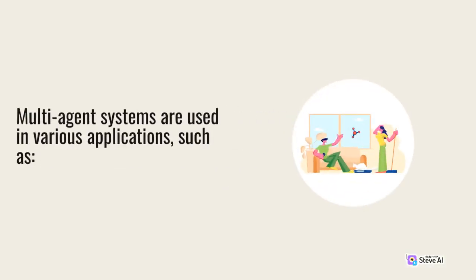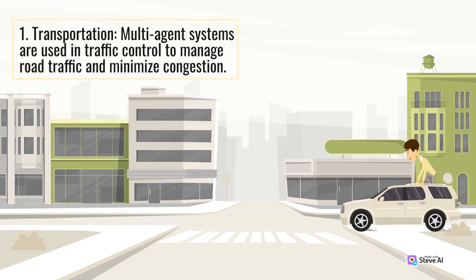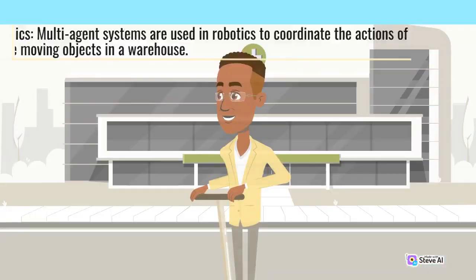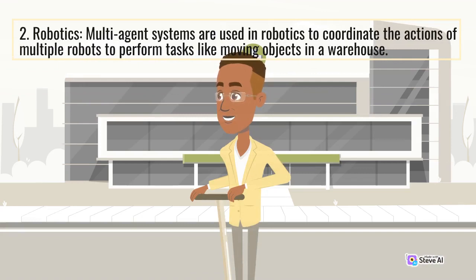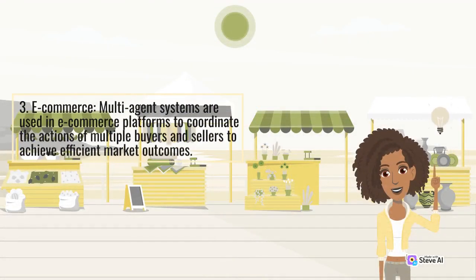Multi-agent systems are used in various applications, such as 1. Transportation. Multi-agent systems are used in traffic control to manage road traffic and minimize congestion. 2. Robotics. Multi-agent systems are used in robotics to coordinate the actions of multiple robots to perform tasks like moving objects in a warehouse. 3. E-commerce. Multi-agent systems are used in e-commerce platforms to coordinate the actions of multiple buyers and sellers to achieve efficient market outcomes.